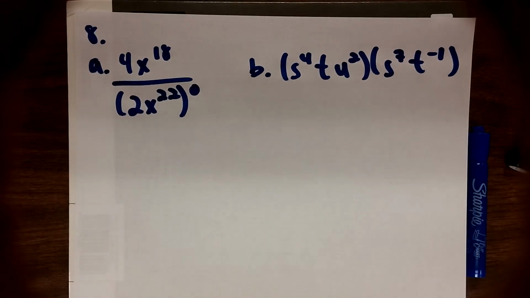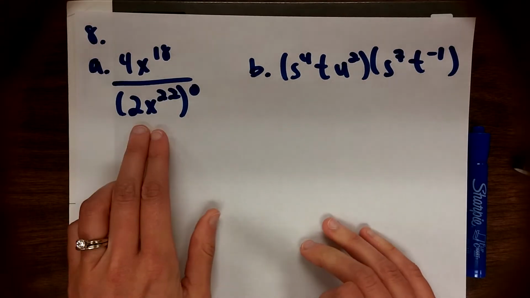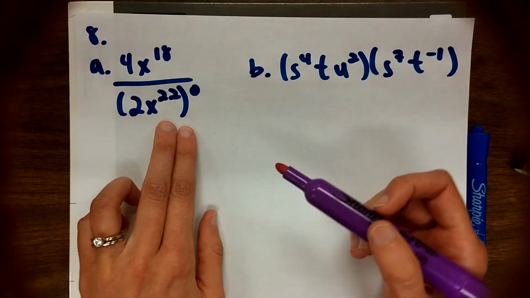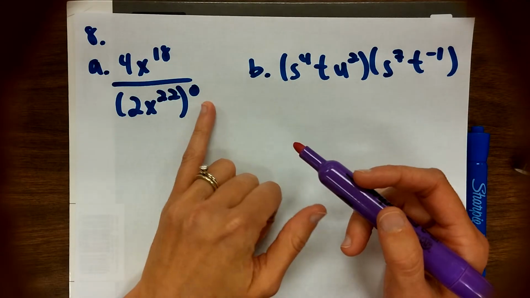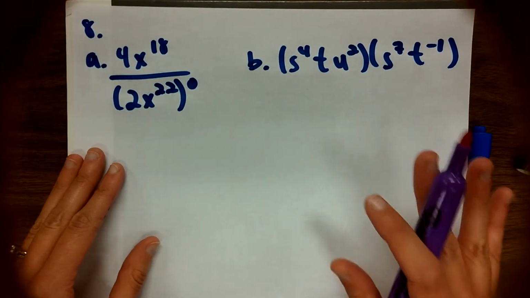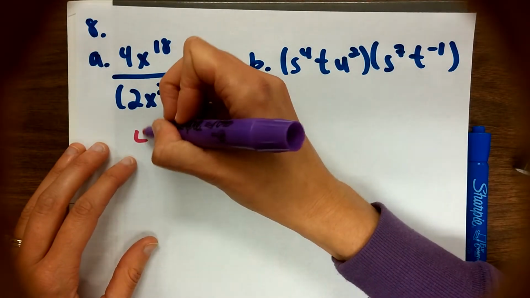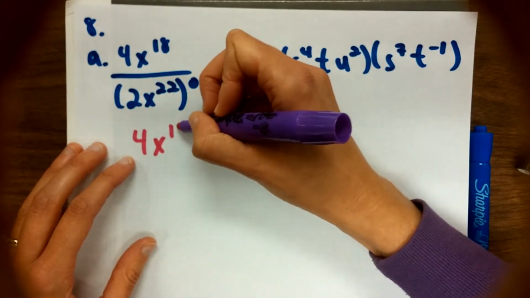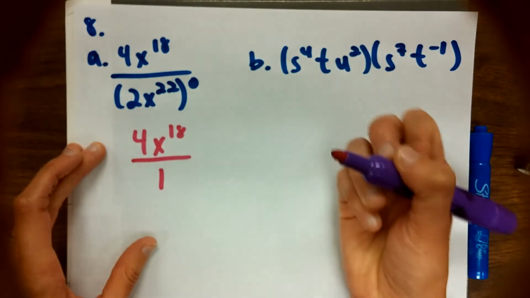So for number 8, for part A, the first thing I notice is that this expression on the bottom, 2x to the 22nd, is in parentheses, and then it's being raised to the 0 power. Anything to the 0 power just equals the number 1. So we can go ahead and replace that whole thing with just the number 1.